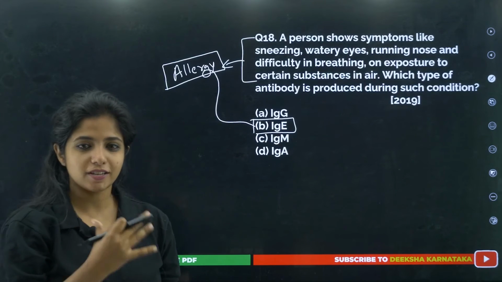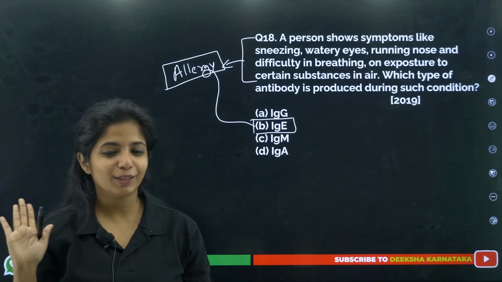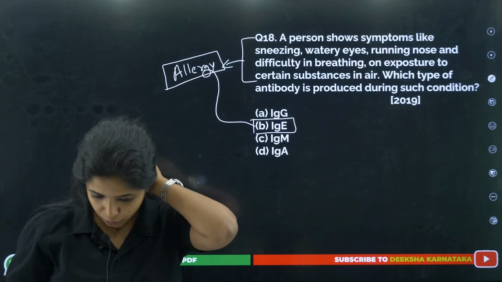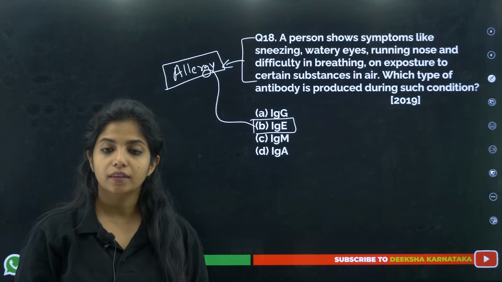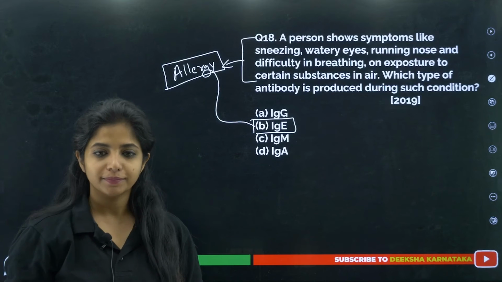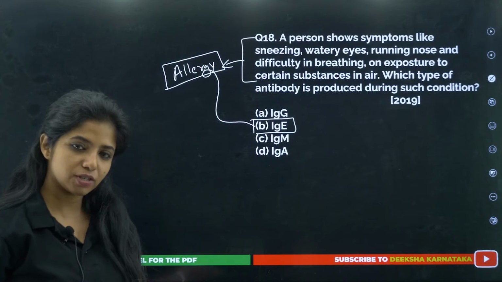Okay, they have twisted the question and asked you. But my children are very clever. They already know the answer, right? So, it is allergy and it is IgE. 2019 question. Cool. Let's go for the next question.